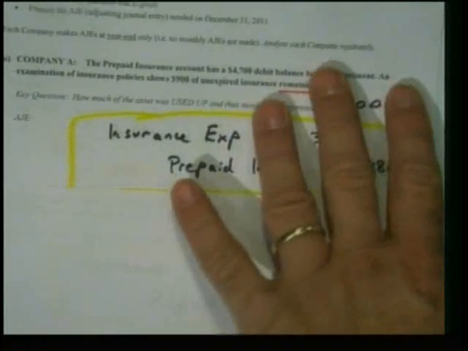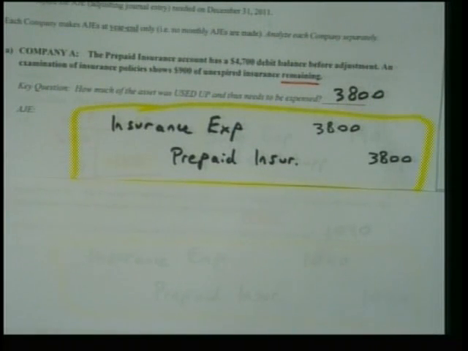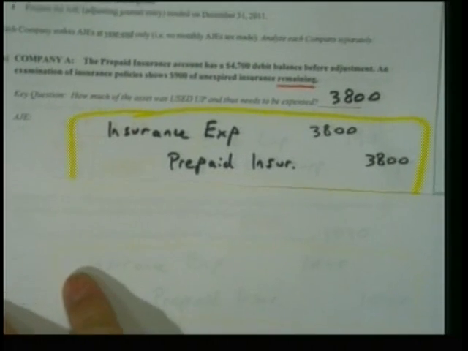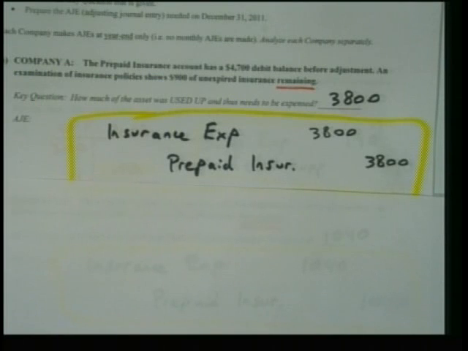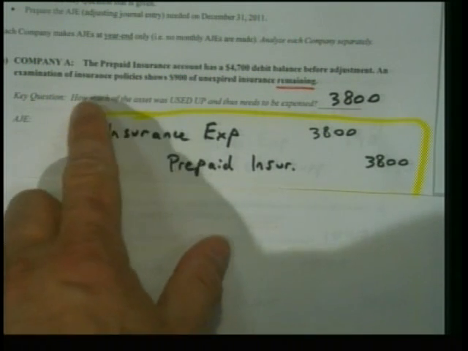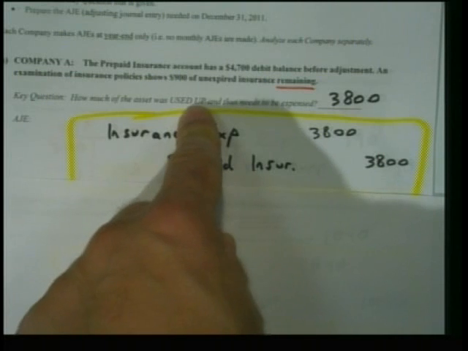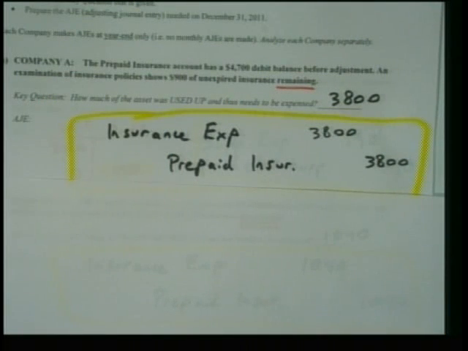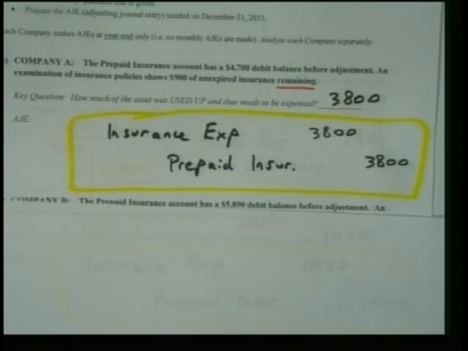All right, the prepaid insurance account has a $4,700 debit balance before adjustments. An examination of insurance policies shows that $900 of unexpired insurance is remaining, okay? Now, they tell us the beginning balance and they tell us how much is remaining. We need to figure out how much was used up. How much of the asset was used up and thus needs to be recorded? $3,800, right? And thus the AJE is there circled in yellow. Okay? Does that make sense?